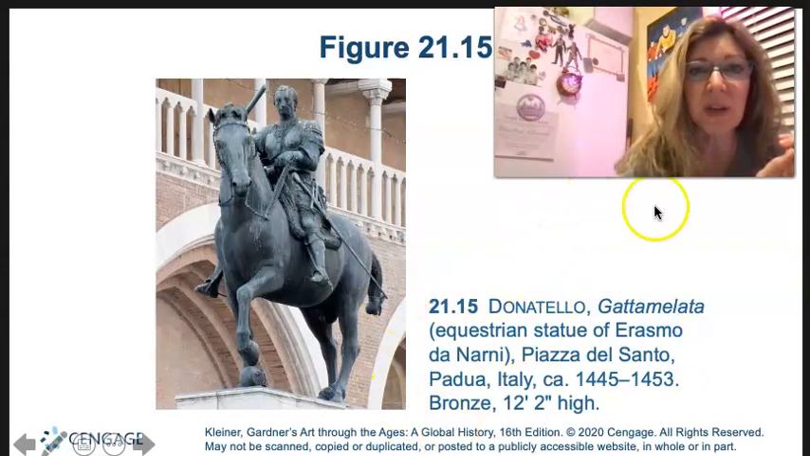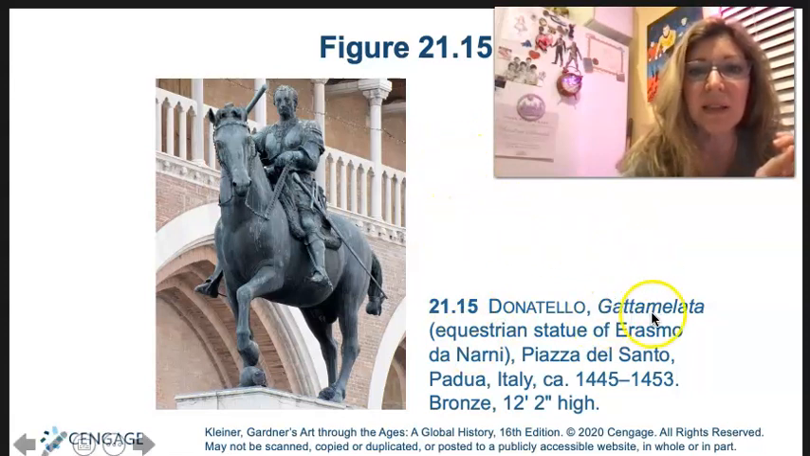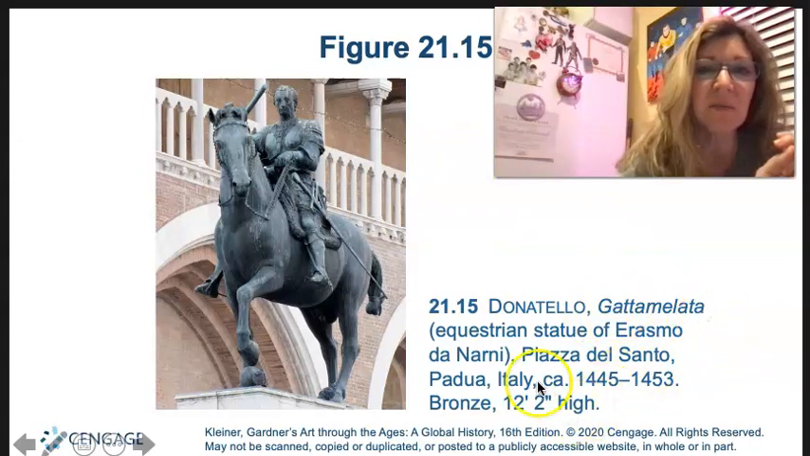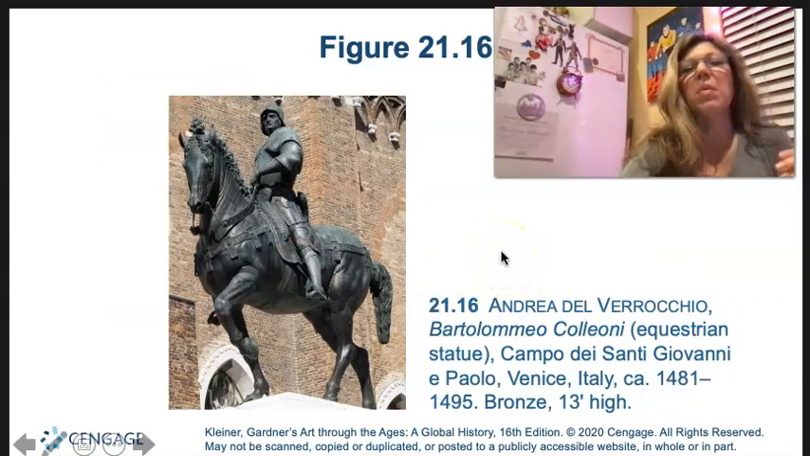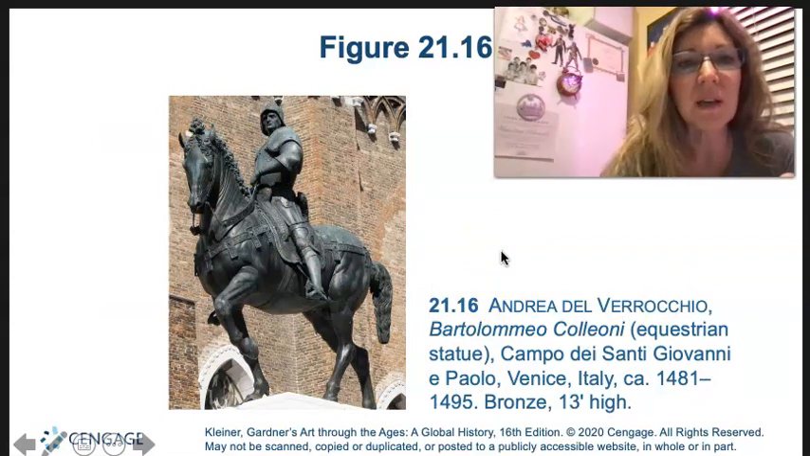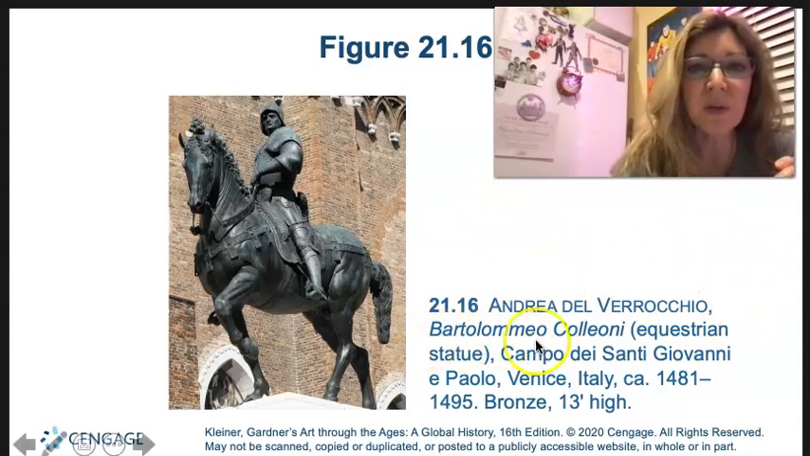Okay, that went a little too fast there, but Donatello, again, reviving the equestrian statue that we've seen many times over the years. This is Gattamelata. Beautiful. Okay, so this one is Verrocchio's. And Verrocchio, remember the second David that we looked at. But this is Bartolomeo Colleoni, and he is the subject of this statue by Verrocchio. So it's important to note his name.